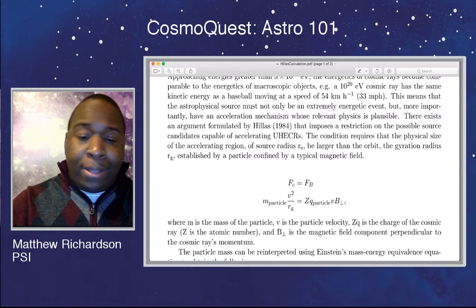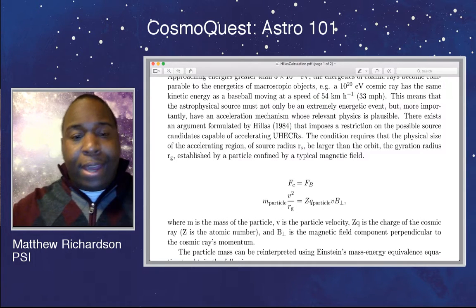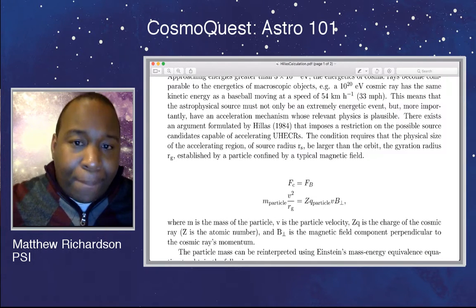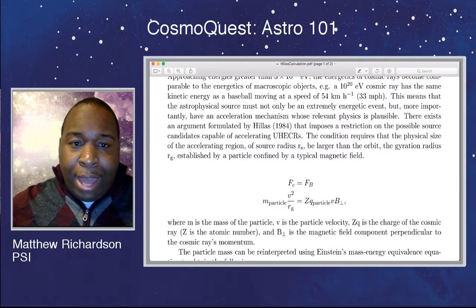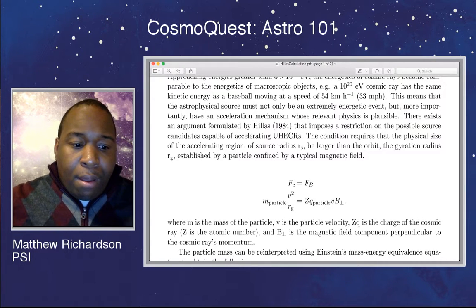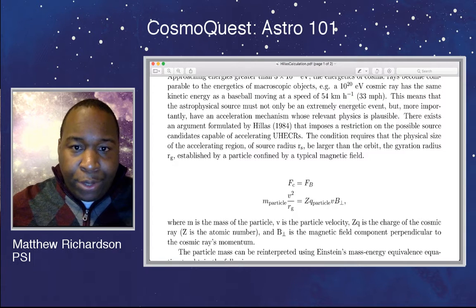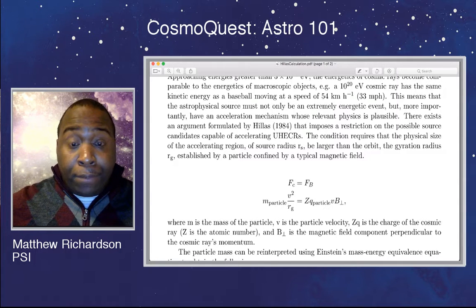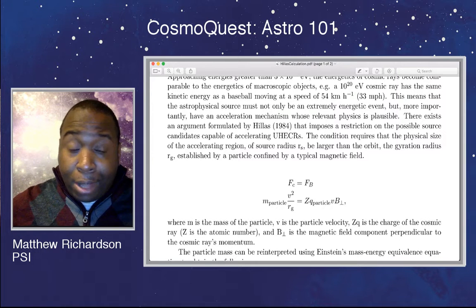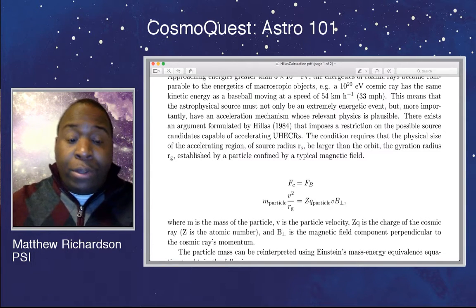Now you may see this generally just as q, but in this case, I put z times q to give an understanding that typically whenever you're talking about cosmic rays, you're talking about some sort of ion, whether it be a hydrogen nucleus, helium nucleus, all the way up to an iron nucleus.